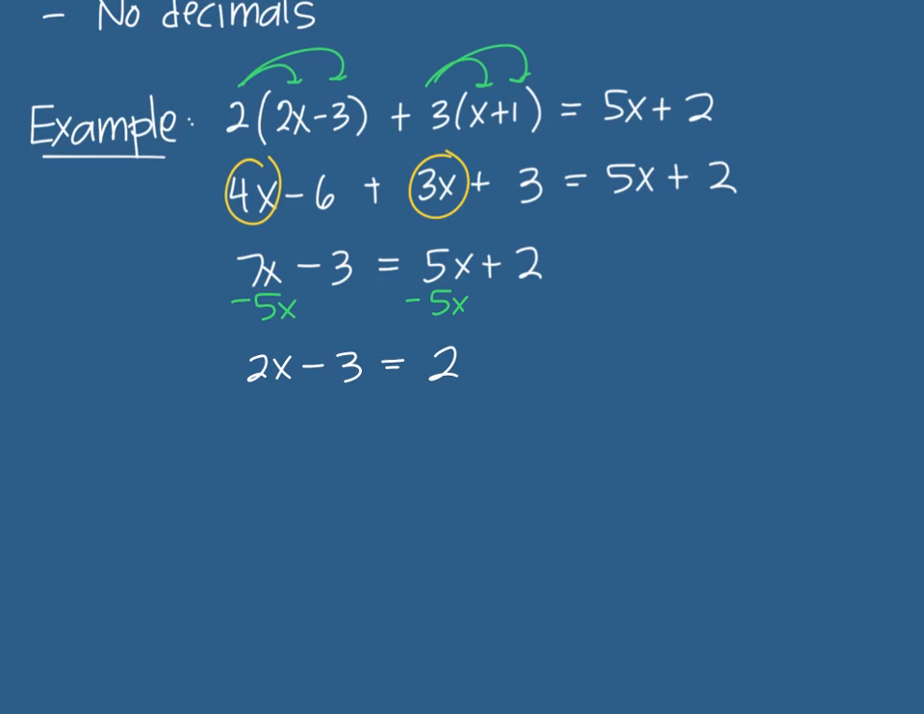Add the 3, and that would be fine. It doesn't matter which order. We'll add the 3 now. Either way, you're going to end up with 2x equals 5. All right, and the last legal step, divide by 2. And so the answer is going to be what? 5 over 2, not 2.5, because that's a decimal. Just leave it as 5 over 2.